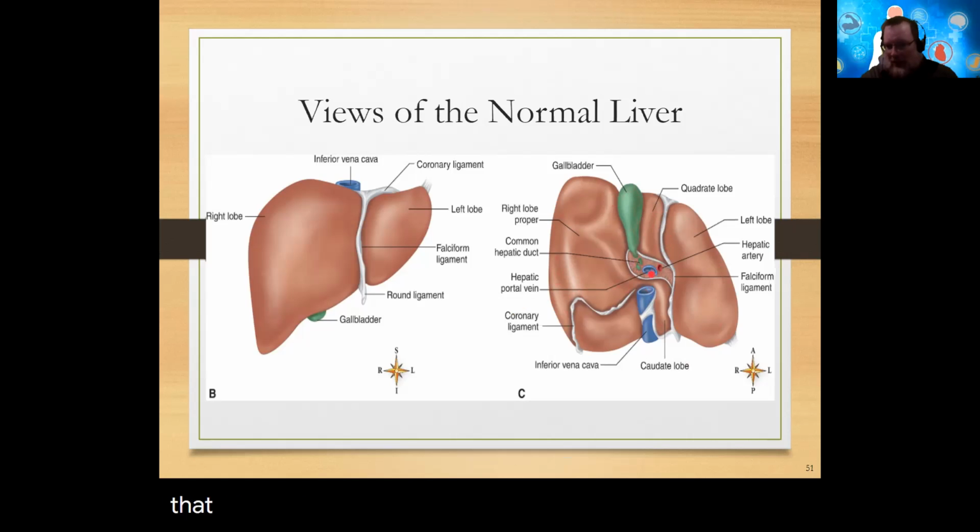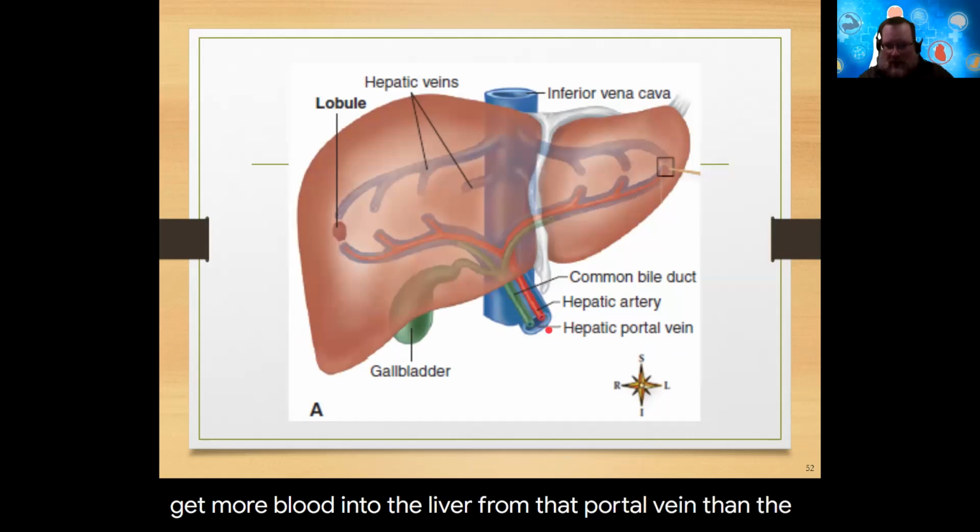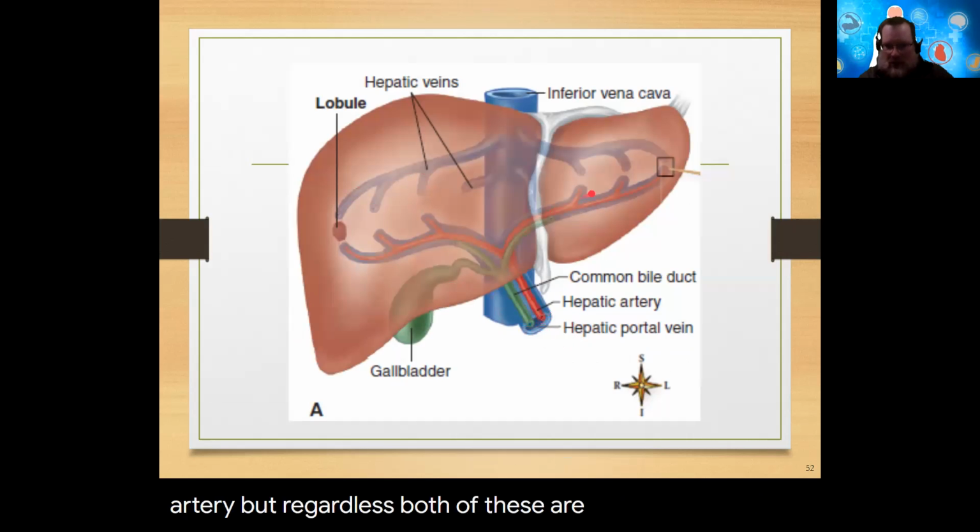That blood is going to end up in the inferior vena cava. So the inferior vena cava is the route out of the liver for blood. We also notice the gallbladder nestled right in here with the liver as well. So you can see again the hepatic portal vein coming in and the hepatic artery. Just in sheer size, we can get more blood into the liver from that portal vein than the artery, but regardless, both of these are bringing blood into the liver.